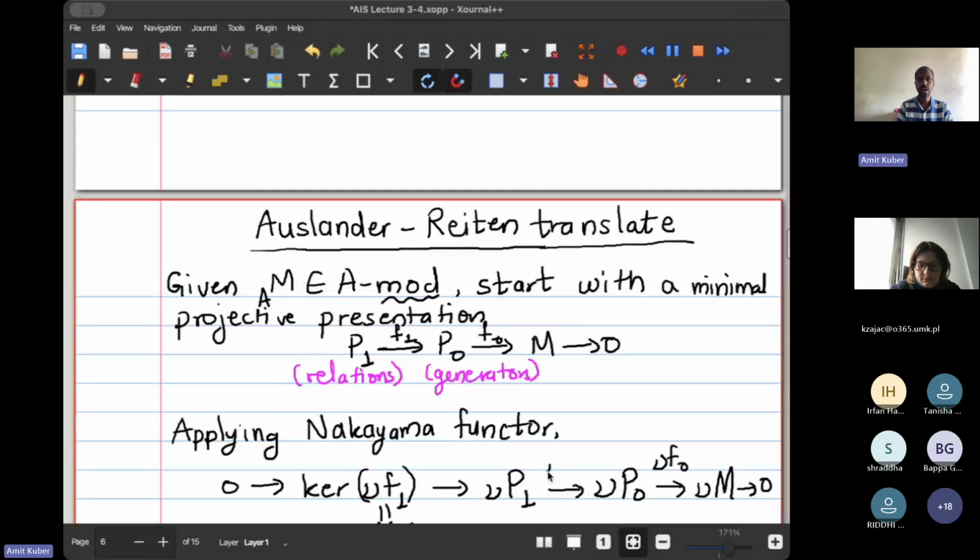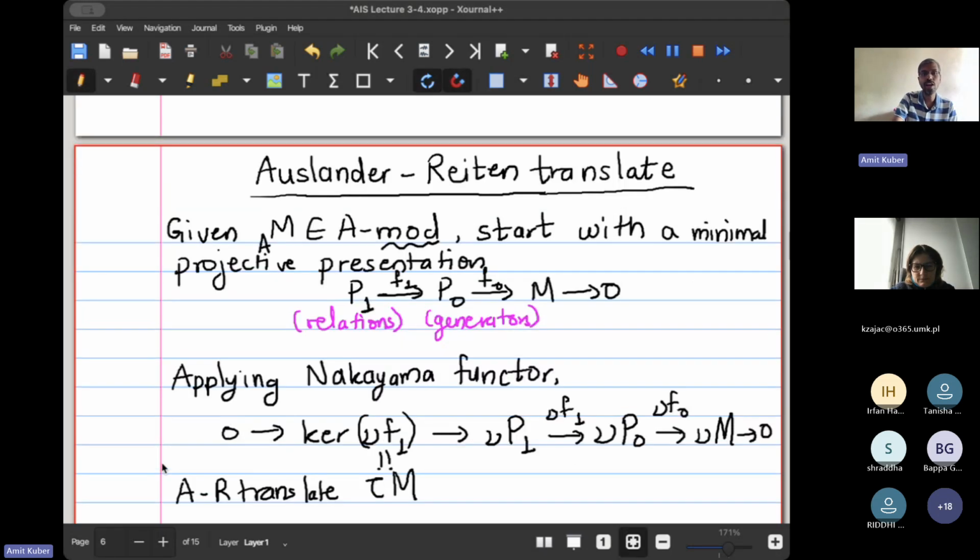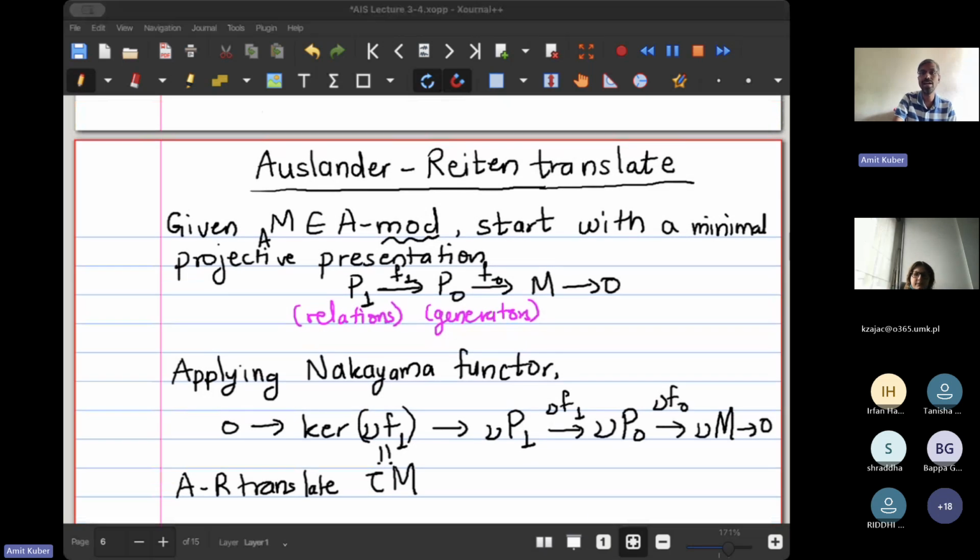This is new F1. So the kernel of new F1 we put, and then we complete. Okay, we simply complete the map, the exact sequence. And this kernel of new F1 is what we are defining as the Auslander-Reiten translate of the module M.